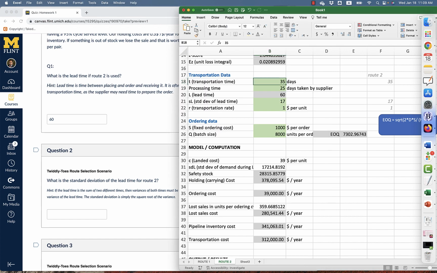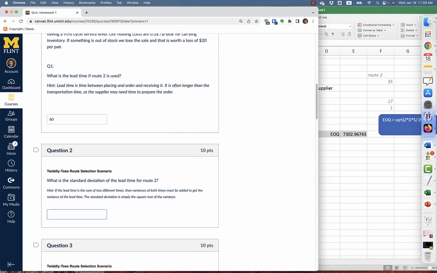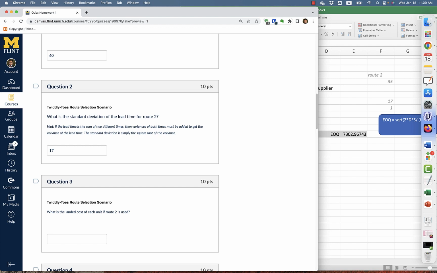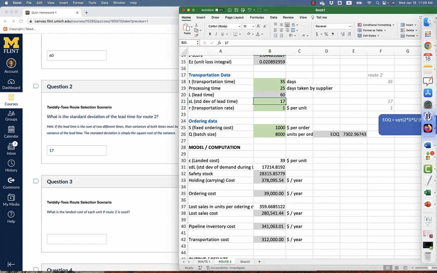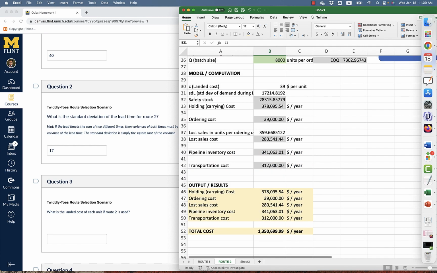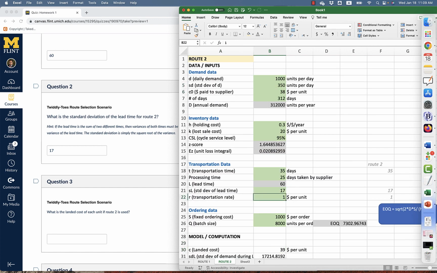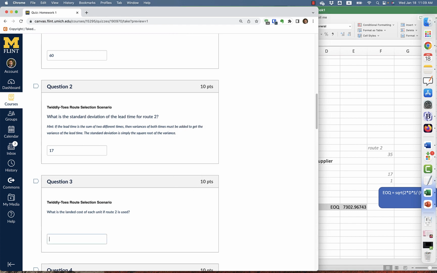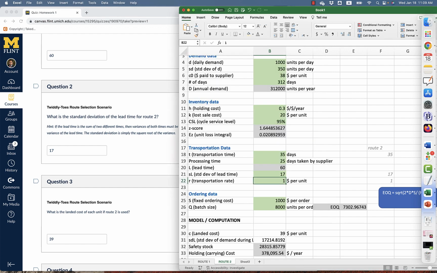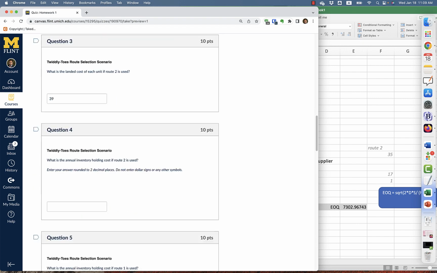Standard deviation of lead time for route 2. For route 2, standard deviation of lead time SL is simply 17, which is the standard deviation of the transportation time, because the other part of the lead time, processing time, is fixed. What is the landed cost of each unit if route 2 is used? The landed cost C is going to be right here, 39, because it's $38 I pay to the supplier plus $1 of transportation cost, so it's going to be 39. Sometimes students forget to use landed cost, which is why this question is there. If they get this question wrong, they figure out, oh, I should not use 38. I should be using landed cost for my holding cost formula.